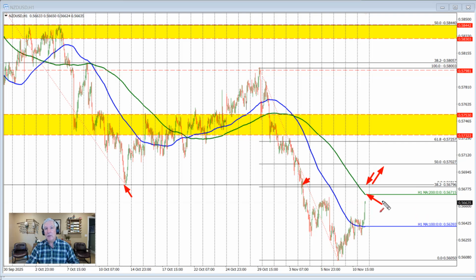You can't get above that. We're in between the 100 and 200-hour moving averages, and the market is digesting what to do next in a more neutral area from a technical perspective. So that's my look at three of the commodity currencies: the dollar versus Canada, the Aussie versus US dollar, New Zealand versus US dollar.